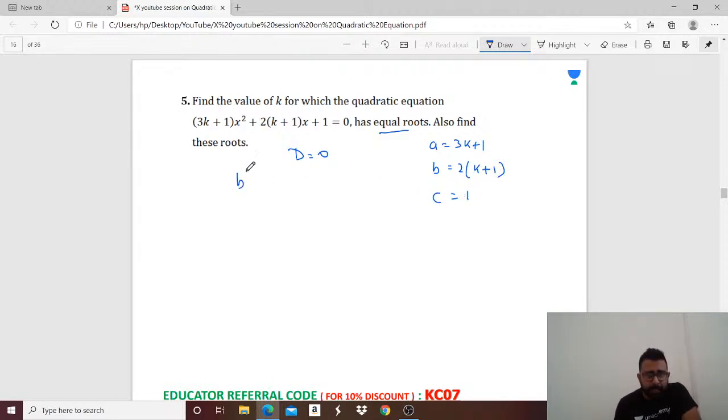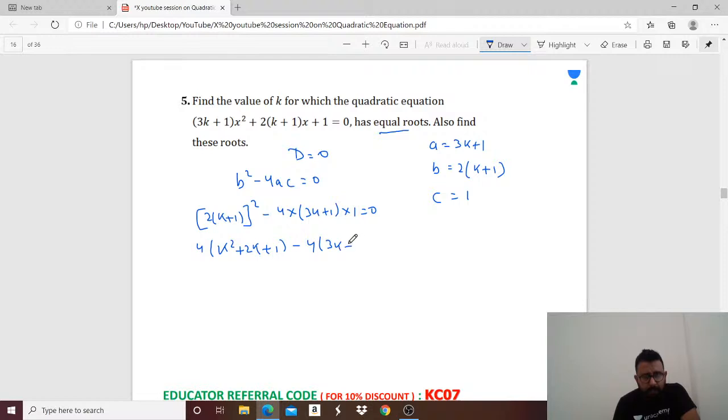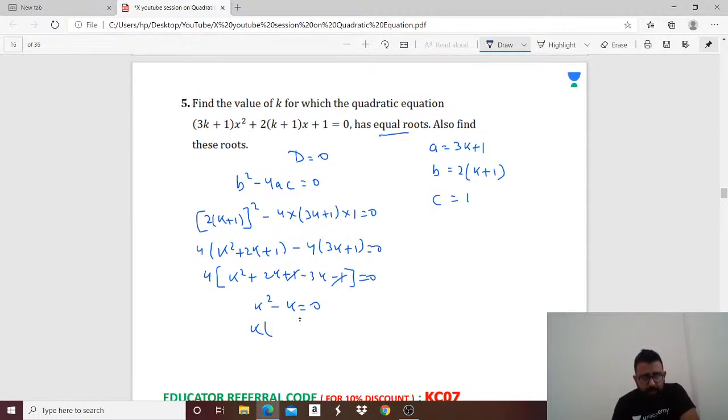So D kya hai? D is b square minus 4ac is equal to 0. So b square is 2 into k plus 1 whole square, right? Minus 4 into a, which is 3k plus 1, into c, 1, is equal to 0. Open the bracket. So this is 4k square plus 2k plus 1 minus 4 into 3k plus 1 is equal to 0. Take that 4 common. What is left? K square plus 2k plus 1 minus 3k minus 1 is equal to 0. This 1 goes, 4 goes. So k square minus k is equal to 0. Take that k common.